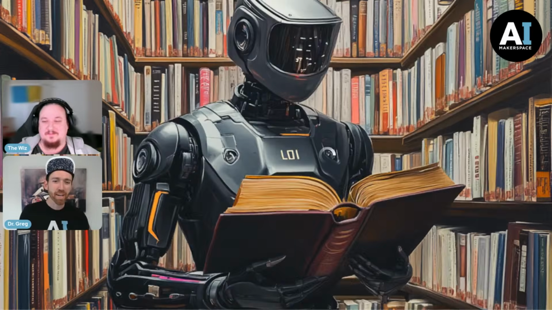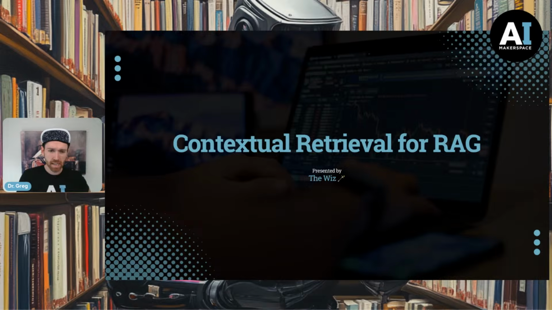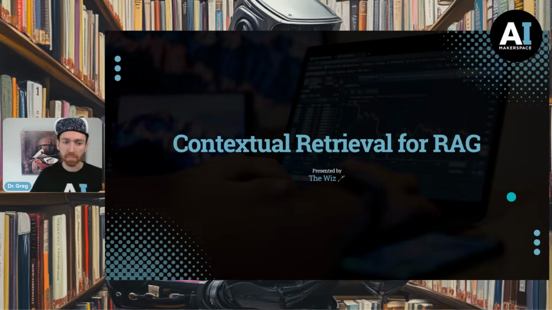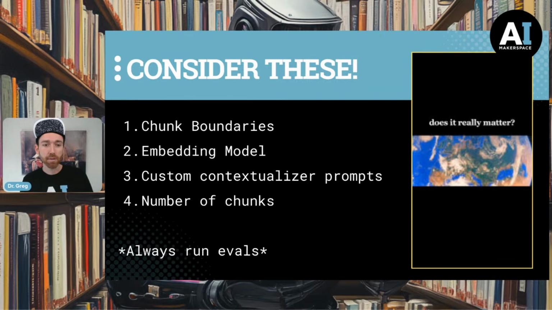All right. Okay. So it seems like we've got a lot going on here then. But in the end, is it really that complicated? Let's see if we can wrap this up. Well, of course, Anthropic is like, hey, each of your choices matter here. Chunk boundaries matter, embedding model matters, the specific prompt you use for that custom contextualizer matters, how many chunks you have matters, running evals matters.